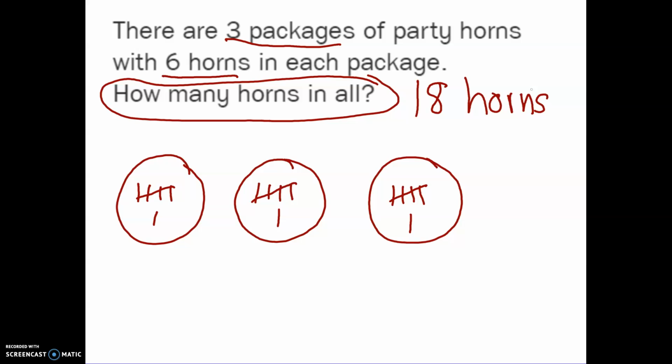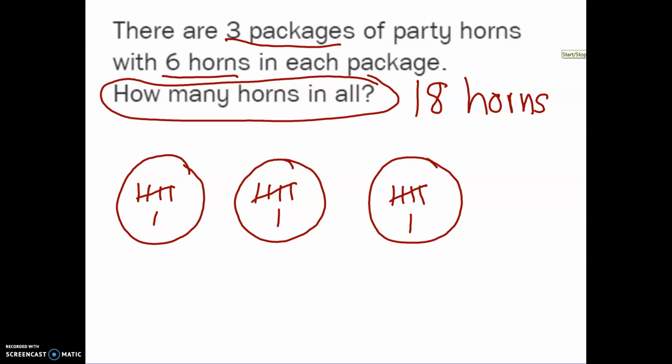So boys and girls, we were working with putting our problems into equal groups. We were drawing a picture and putting in the same amount in each package, and that is equal groups. Now, this is one strategy to do it. One, when in doubt, draw it out.